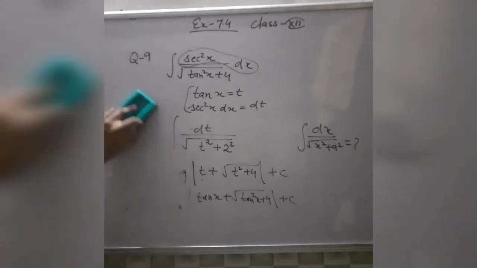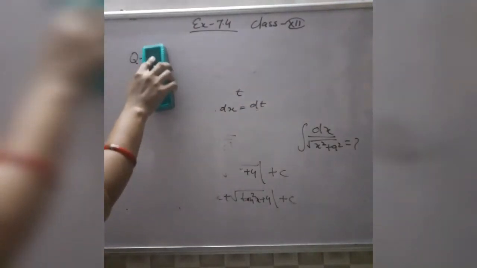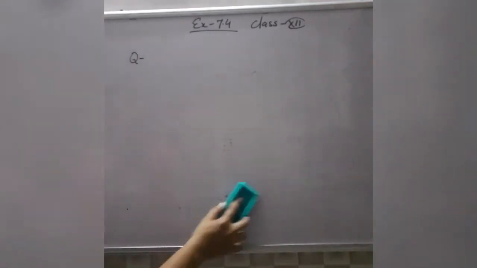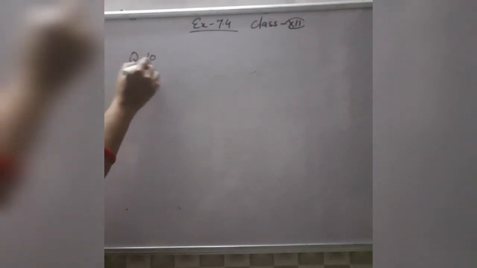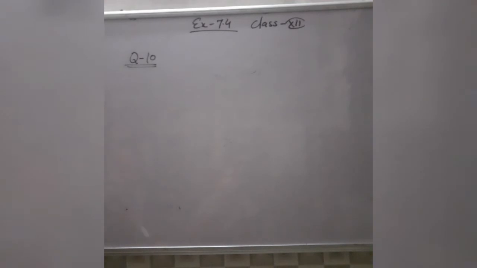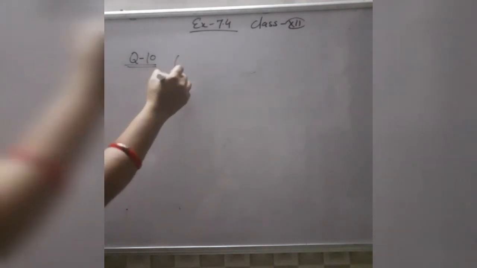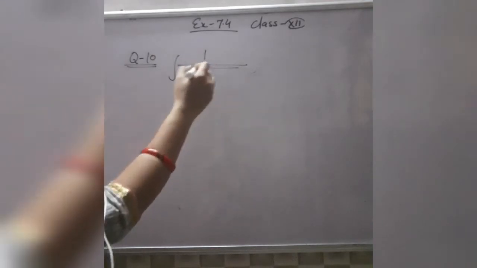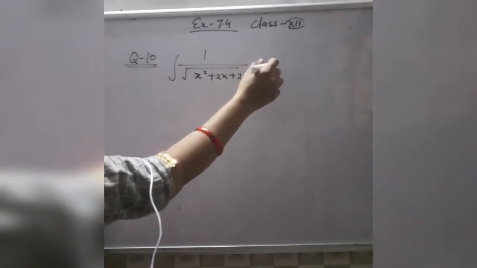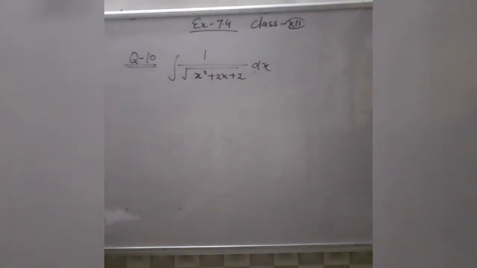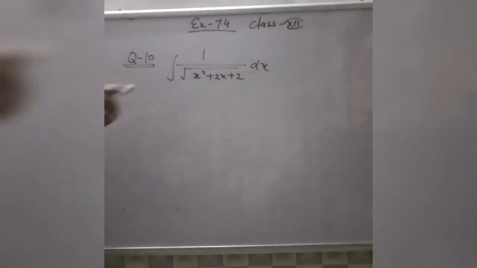Now see question number 10. In the 10th sum, what is the given statement? This is a little bit different. We will use the completing the square method in this sum. Now 1 by root of a quadratic expression is given to you, root x square plus 2x plus 2, integration of this. See here very carefully. If any quadratic equation inside the root or without root is given to you, then you will use the completing the square method here. See what the completing the square method is.